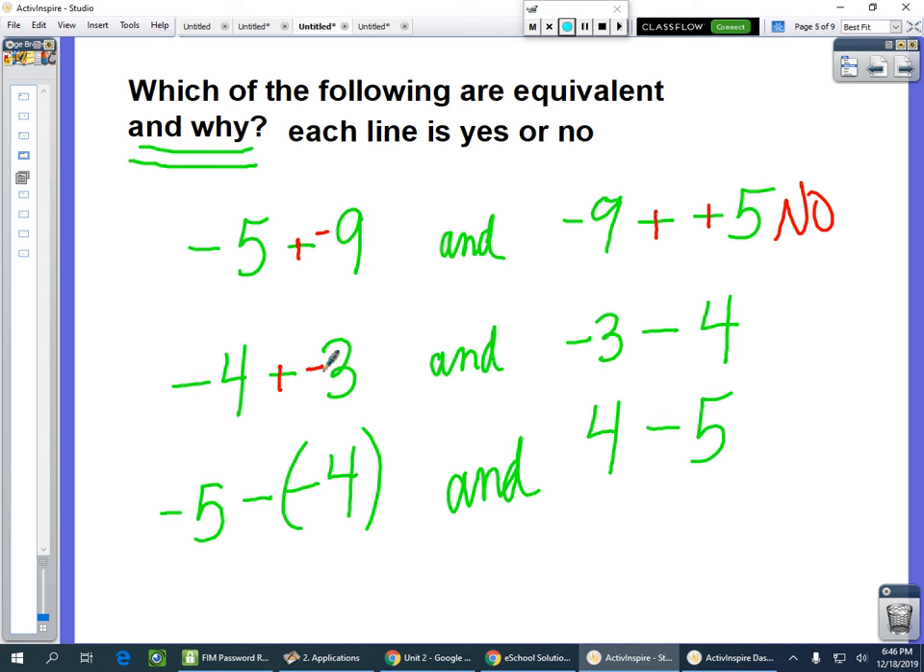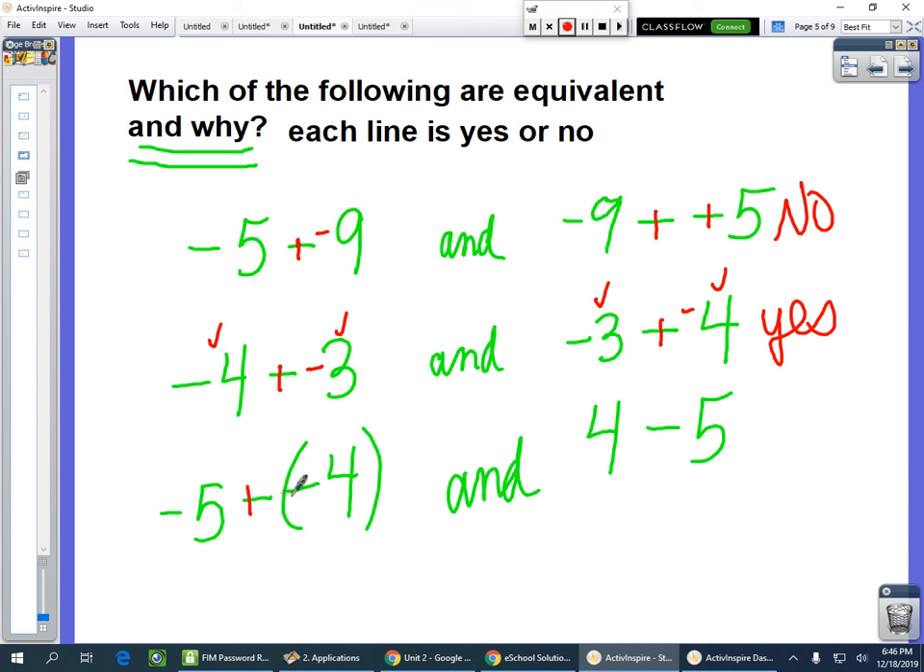Same thing here, -4 plus a -3. Here is plus a -4. So in this problem, there you have a -4 plus a -3. And here all you did was switch them around, -3 plus -4. So this one, yes, these two would be equivalent. They're the same numbers, you're just switching them.